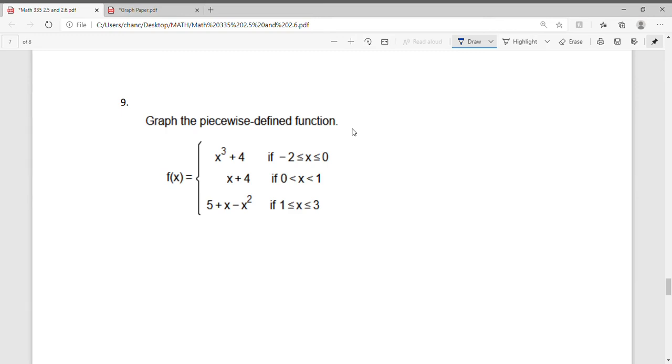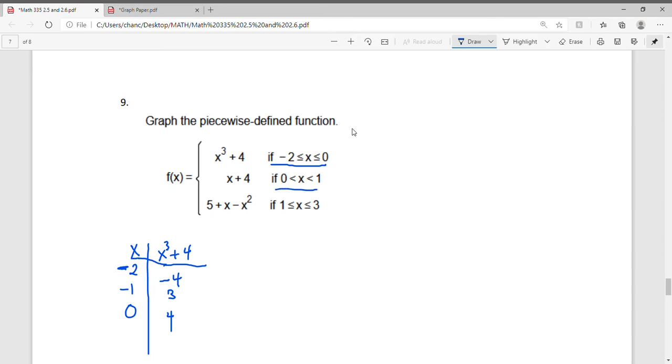We'll start again with a table. For the first part of the graph, we want to pick values of x that are between -2 and 0, including 0, and including -2. I will pick -2, -1, and 0, and plug these values of x into x cubed plus 4. This should give you -4, +3, and +4.